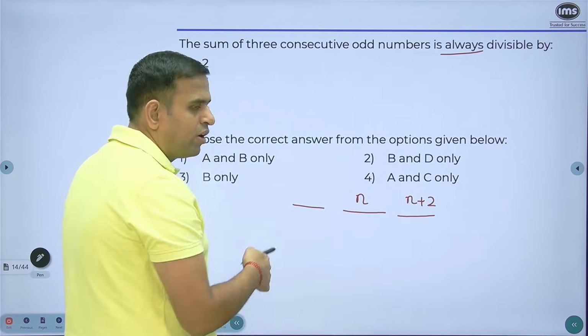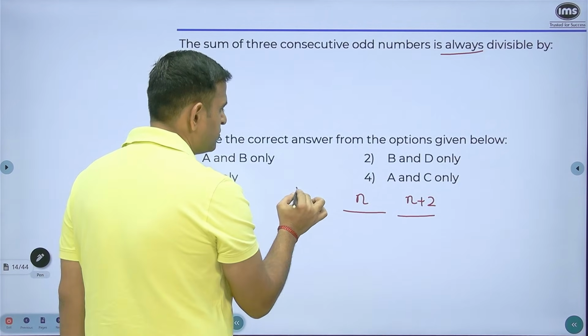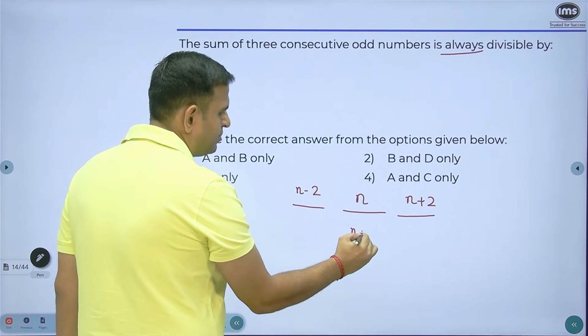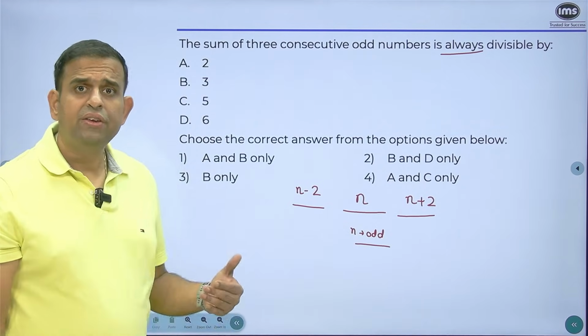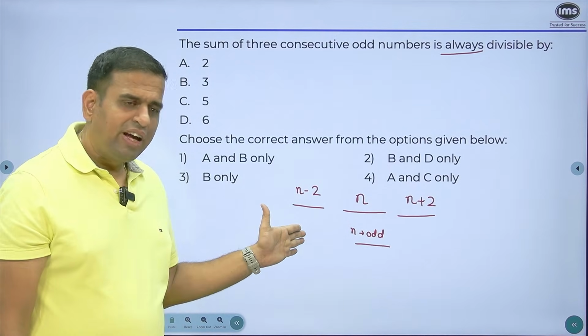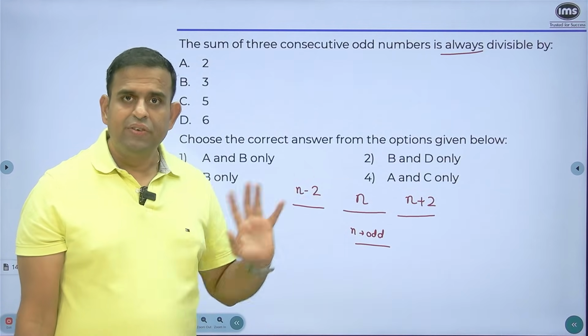And the previous odd number to n must be 2 less than n, giving you n minus 2, where n is an odd number. Likewise, please note, if I wanted 3 consecutive even numbers, I can take them in the form of n minus 2, n and n plus 2, and I could have taken n as an even number.